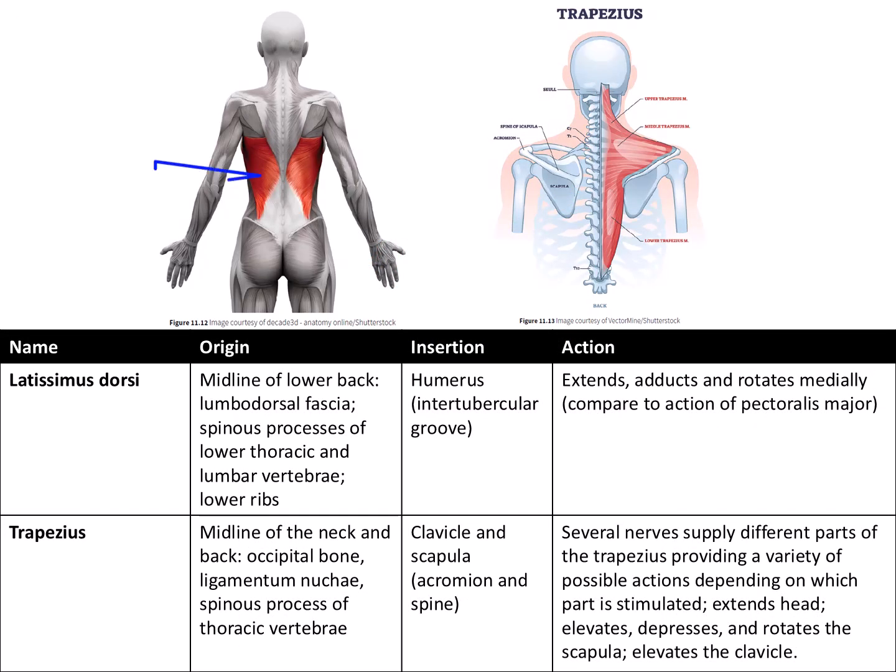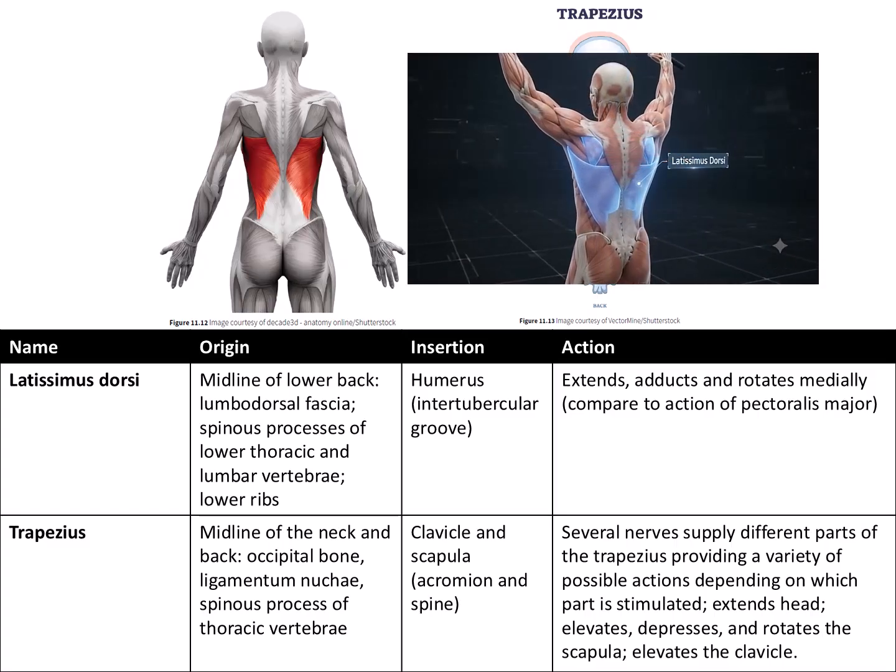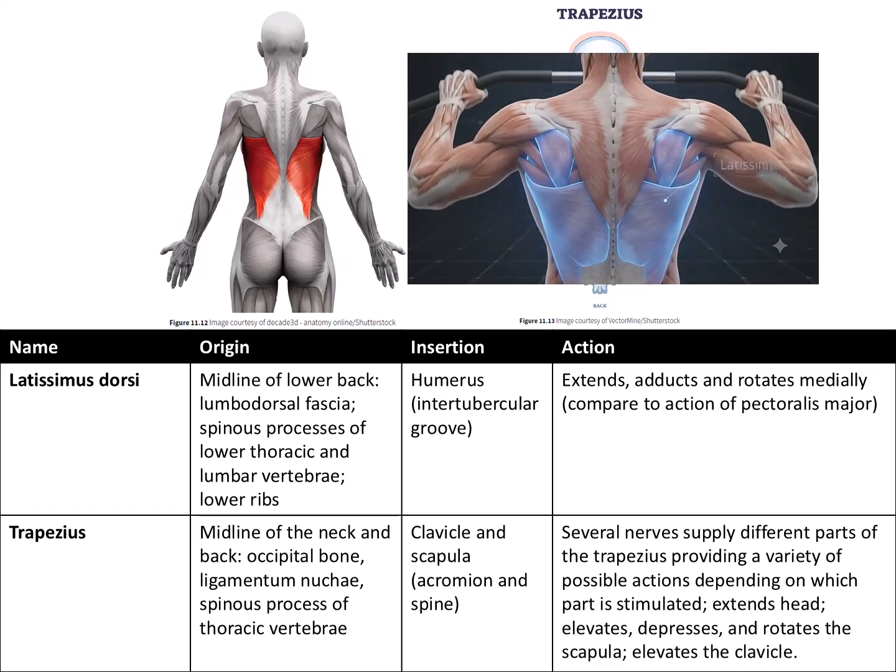The latissimus dorsi is on the posterior part of the lower to upper trunk. This muscle has a complex origin, which includes the midline of the lower back, the lumbodorsal fascia, the spinous process of the lower thoracic and lumbar vertebrae, as well as the lower ribs. In this image, the trapezius is overlapping latissimus dorsi to some degree. The latissimus dorsi inserts on the intertubercular groove in the humerus below the insertion point of pectoralis major. When this muscle contracts, it extends, adducts, and medially rotates the humerus.